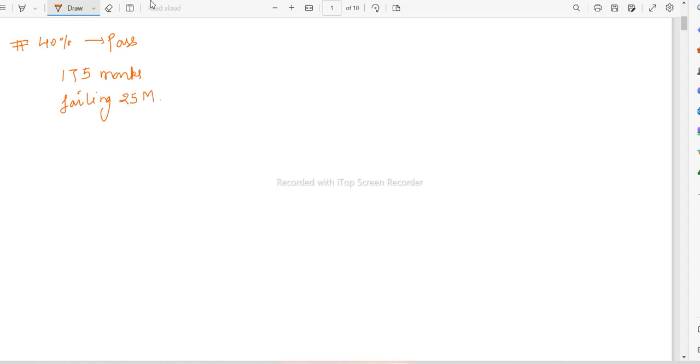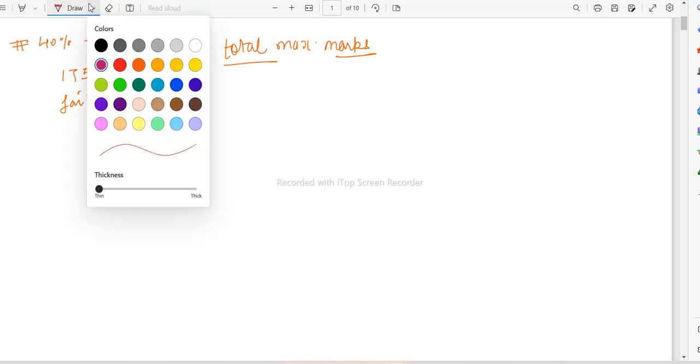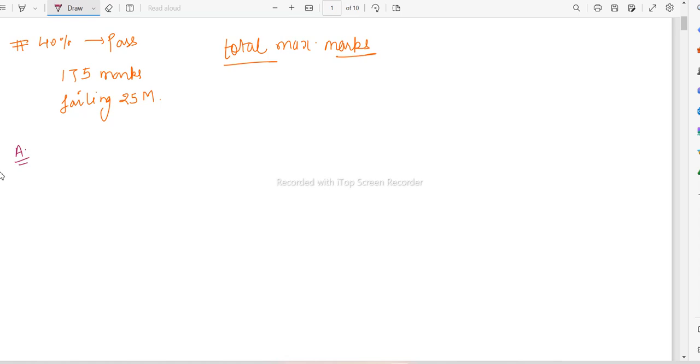So he has failed by 25 marks and he is getting 175 marks. You have to find the total maximum marks for the exam. How much maximum marks are required. These kinds of questions are very easy. You just have to do it in the following manner.